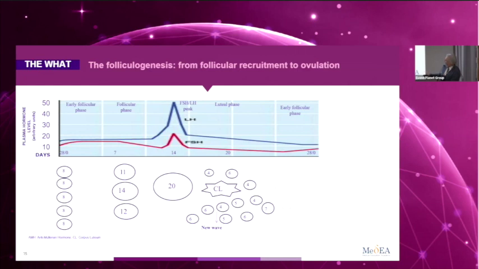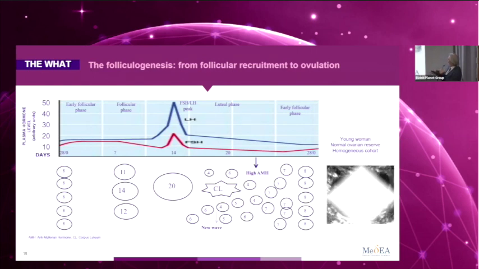But in this young patient, we have a good level of anti-Mullerian hormone. So this progressive selection of follicles for the new follicular phase is very harmonic and progressive. And we have a very good synchronicity. So at the beginning of the cycle, you will have perfectly aligned follicles.